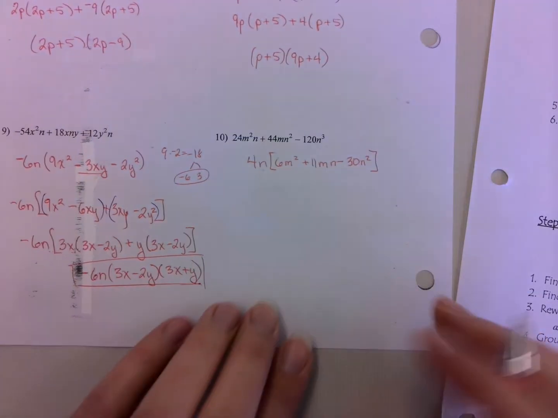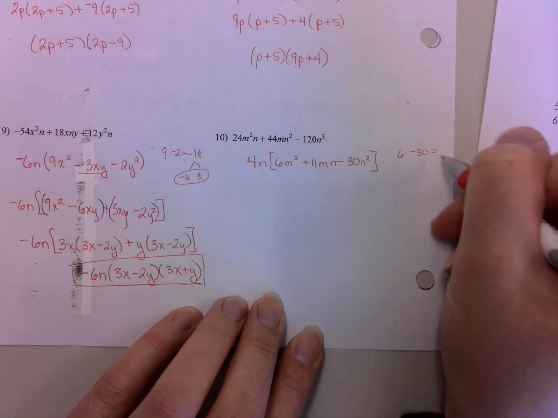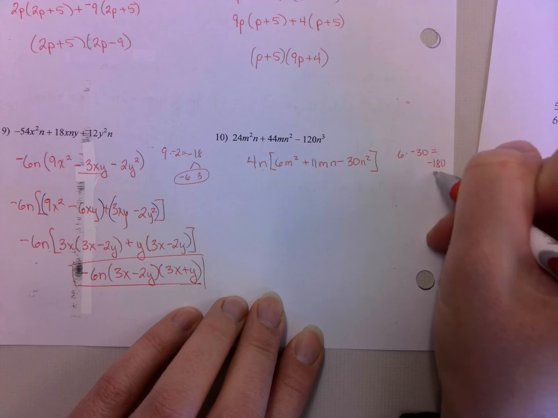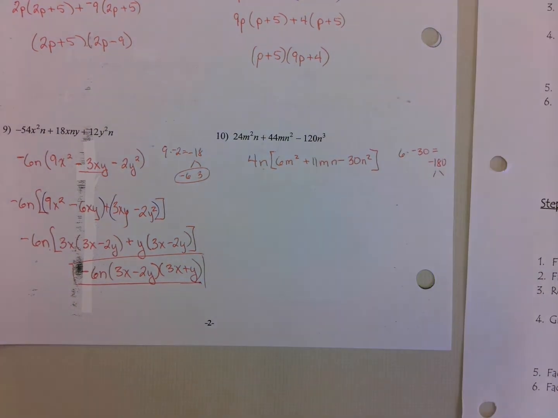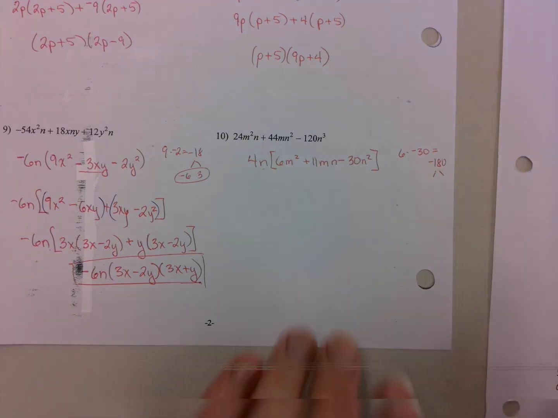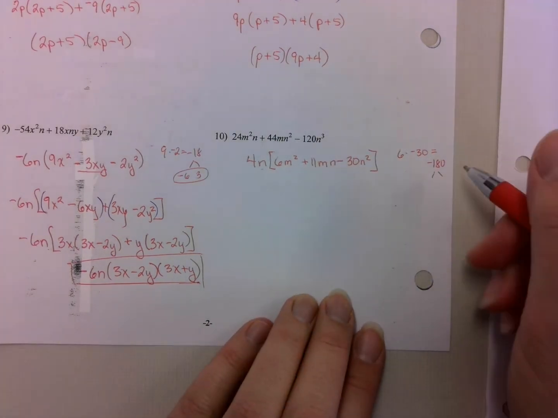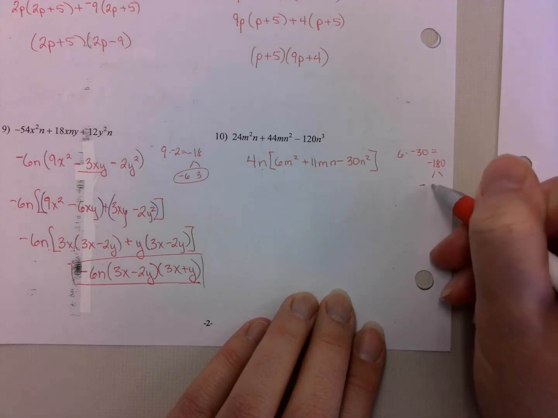Okay, with that in mind, I need to take 6 times negative 30, and that would give me a negative 180. Seems like a common number, and we need to break that down. All right, so we were breaking this down and trying to find our factors of negative 180 that added up to 11. Now, this again is a negative 180, so I am going to use one negative, one positive.